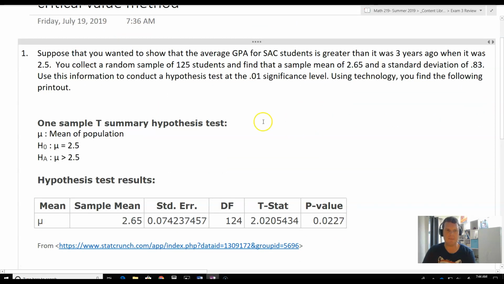One sample mean T summary: we have H0 and HA, right? You can see mu equals 2.5. That's the 3 years ago amount, that's what we know. And then we have greater than 2.5 because that's our alternative. You want to show that the average GPA for SAC students is greater than it was 3 years ago, so your alternative is the greater than.